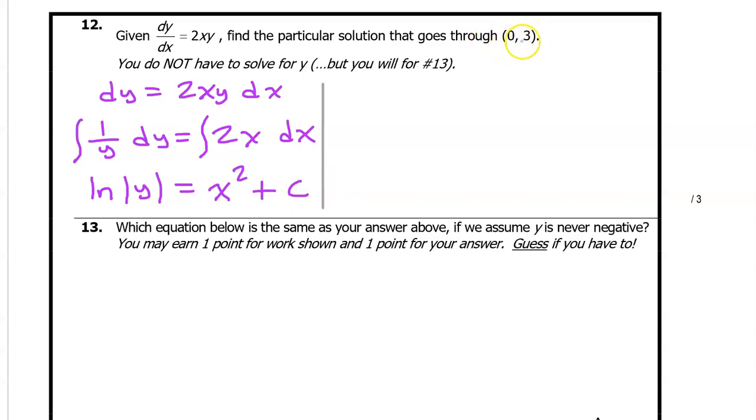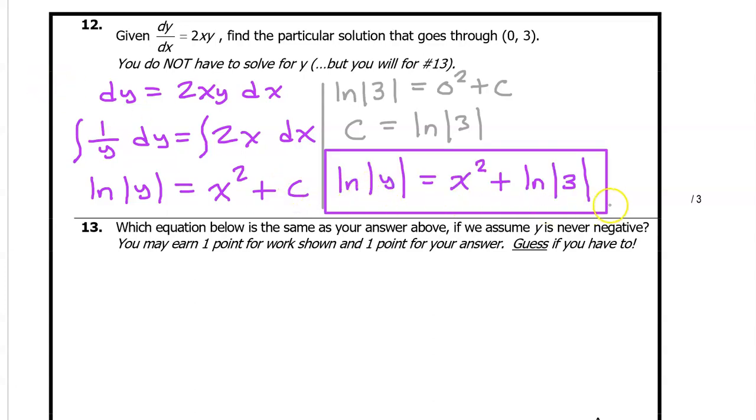Now we use the initial condition to find the value of c. Let's put in 0 for x and 3 for y. So the natural log of the absolute value of 3 equals 0 squared plus c. But this means c is equal to the natural log of the absolute value of 3. Substituting this back in for c, we have this. This is the particular solution of the differential equation that goes through 0, 3.